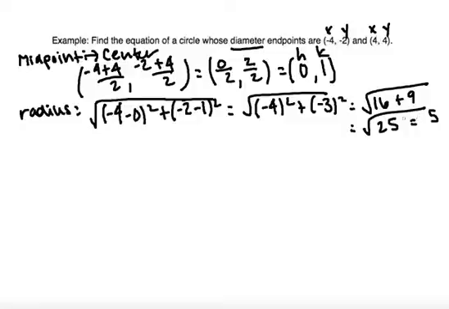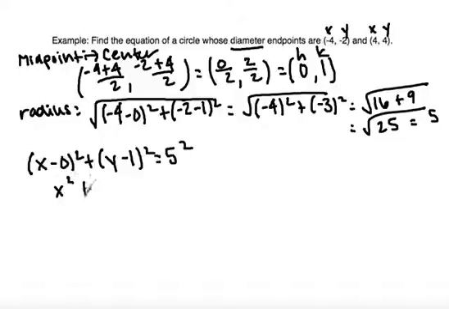Now I have my center point and my radius. So when I write my equation, I'm going to do (x - 0)² + (y - 1)² = 5². x minus 0 is just x, so x squared, plus (y - 1)² equals 5 squared, which is 25.